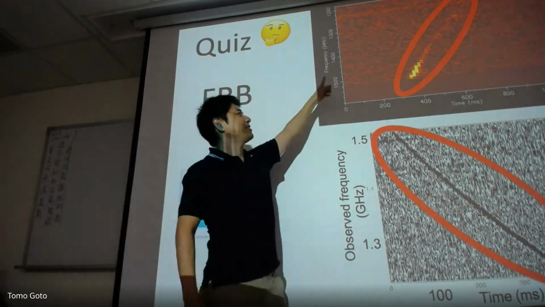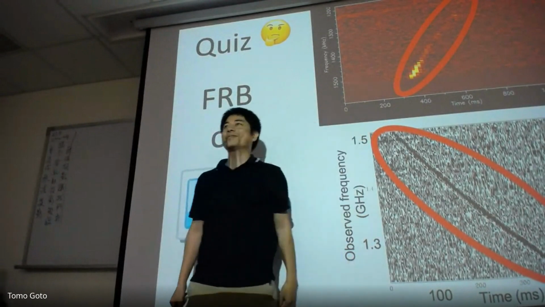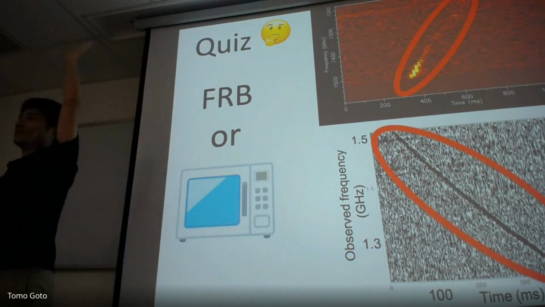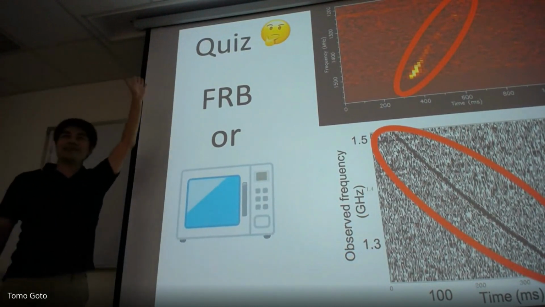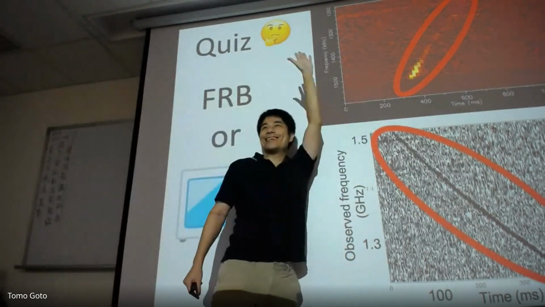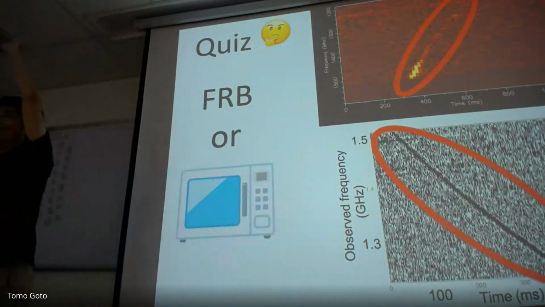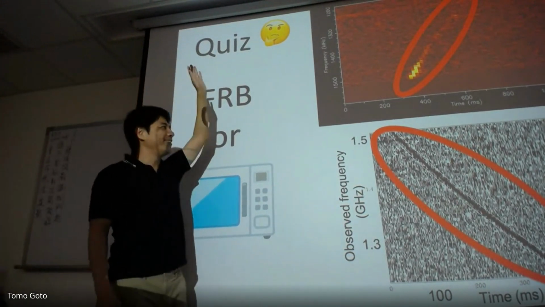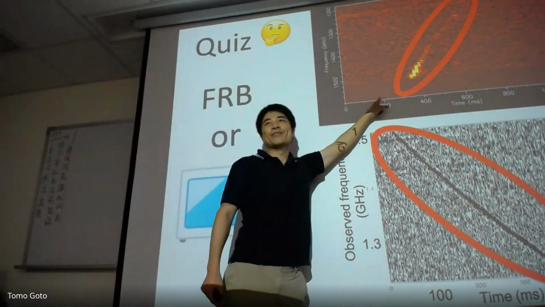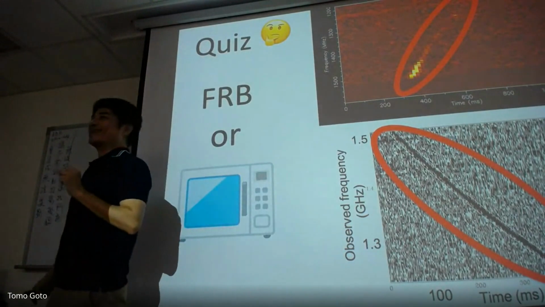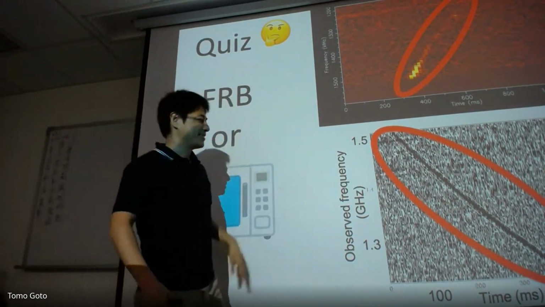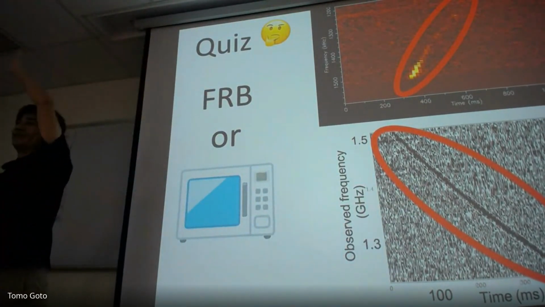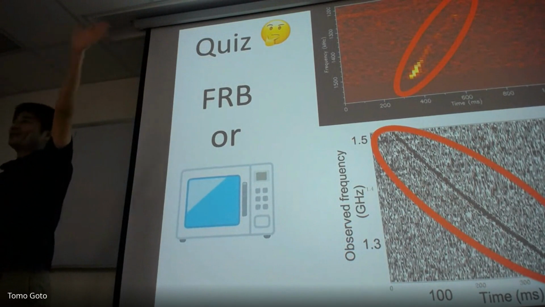Who thinks this is the true fast radio burst? Please raise your hand. One of them is a fast radio burst, another is a microwave. I see. People who select this one, you guys have a sense of astronomy, I think. I will explain this. Who thinks this one is the FRB, the true signal? Oh, it's almost half.